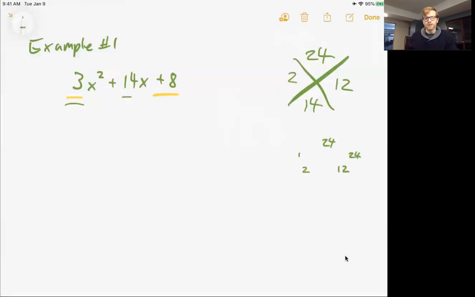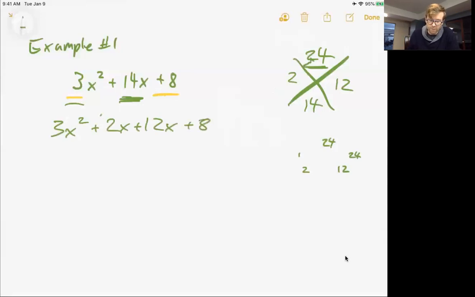Now, recap. We took the leading coefficient, the constant. We multiplied them together to equal that 24, right? Then we said, okay, what two numbers multiply to 24 and sum to 14? And we found those two numbers. That's the first thing you've got to do correctly when factoring by grouping. The next thing is we just break up that middle term into the two pieces that we just identified. So let me just show you what that looks like. 3x squared plus 2x plus 12x plus 8, okay?